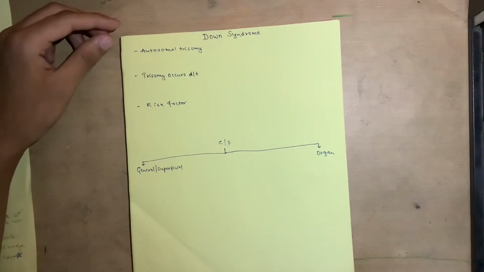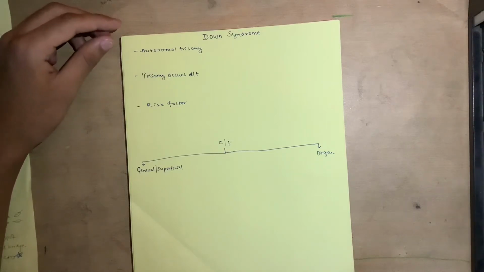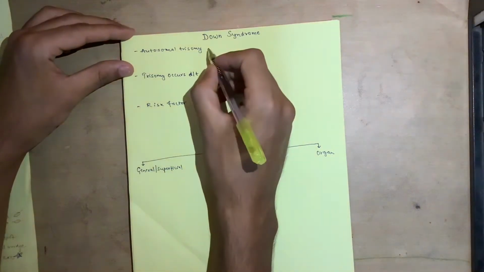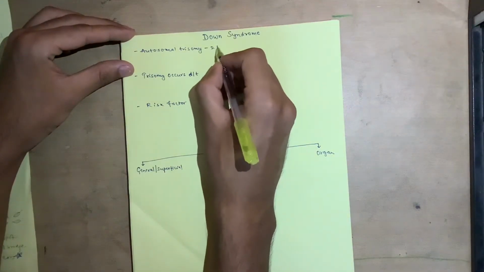Hello friends, today we will be talking about Down syndrome. Down syndrome is an autosomal trisomy involving chromosome number 21.